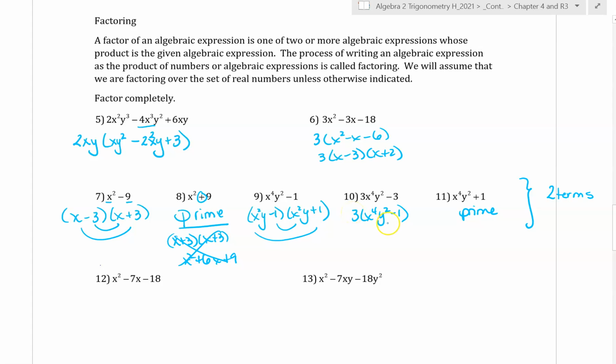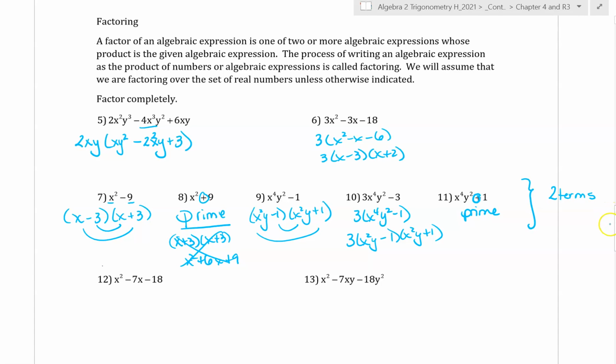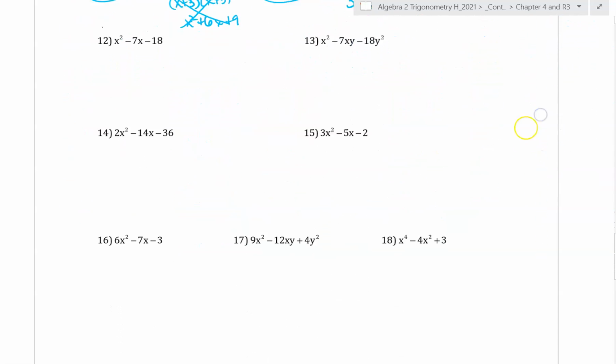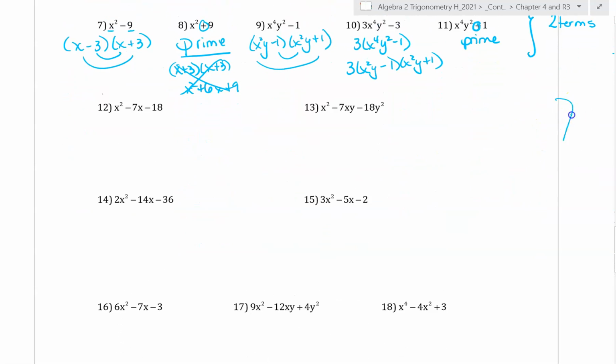Now for number 10, the first thing I would do is factor out the 3, and then notice this problem is very similar to the previous problem. And number 11 is prime because there is a plus sign. Okay, so notice those were where we're factoring with 2 terms. So for the next set of problems here, we are going to focus on problems with 3 terms.